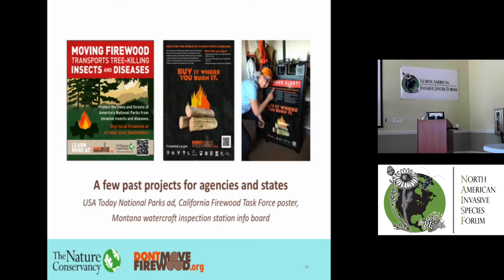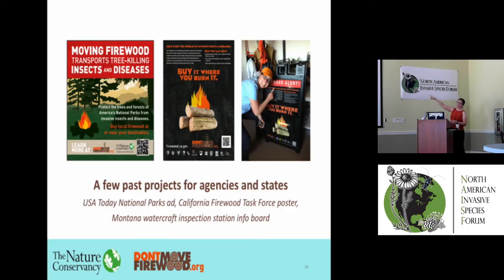And so we represent all those logos across the bottom, but then they have their flagship URL in bigger text, firewood.ca.gov, so that they can funnel everybody to the right URL for them. But we represent also the Don't Move Firewood logo in that array so that people also go to our site. So it's win-win for both parties.